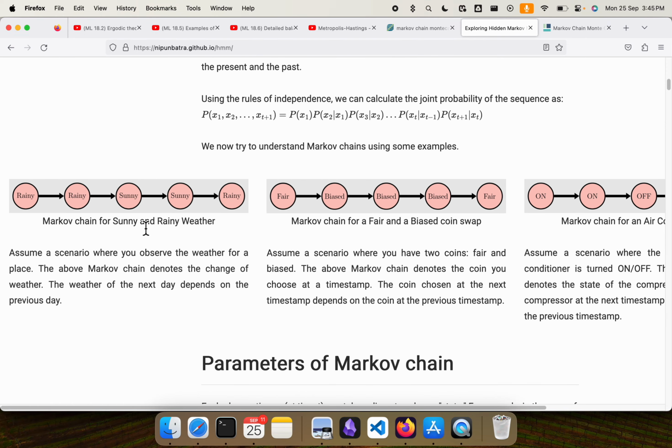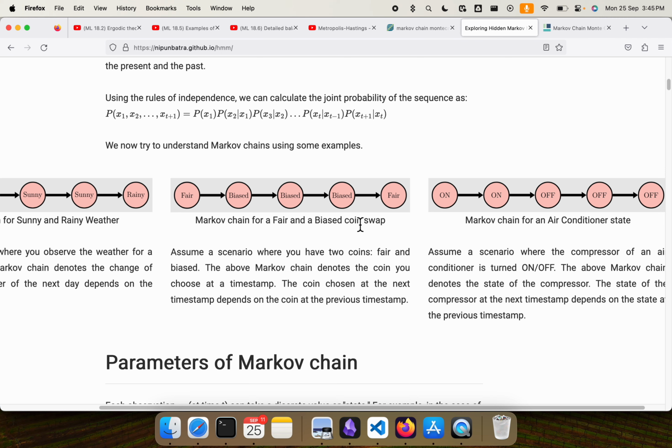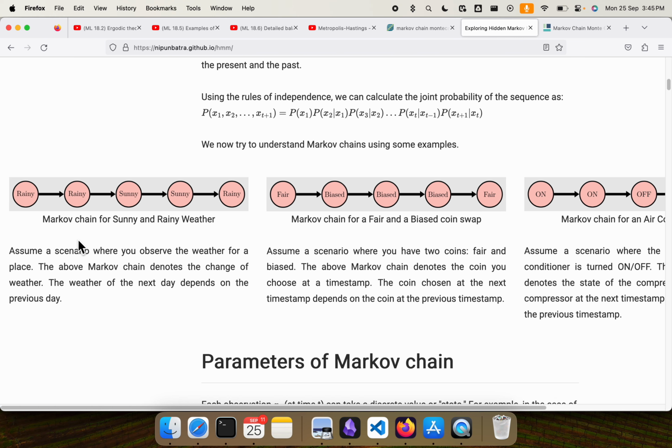Some examples could be rain and sun. Another example could be that for some reason you choose to change between a fair and a biased coin. And another could be the state of an appliance. It's either on or off. Why do you think a Markov chain makes sense for the weather example? We said that it's a limiting assumption. We only care about the previous observation. Why is it an okayish assumption for the weather example?